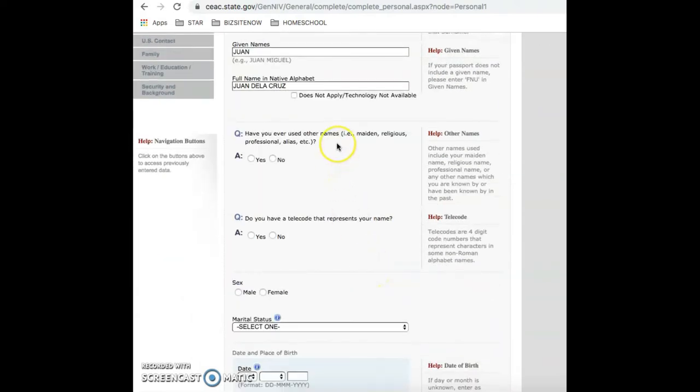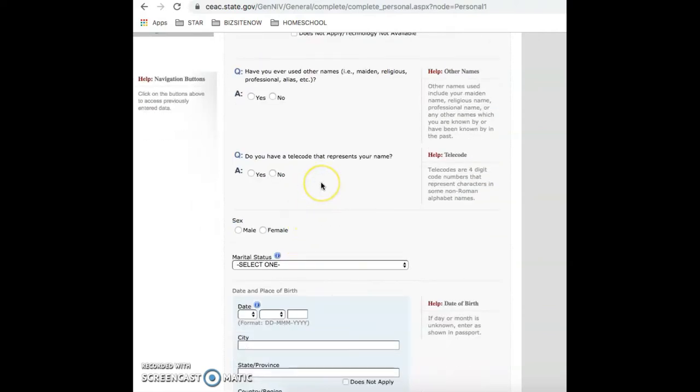Have you ever used other names? Ako ang nilagay ko, yes, kasi ako ay may maiden name dati. Kasi married na ako ngayon. So, nilagay ko yung maiden name ko before. Do you have a telecode that represents your name? I think this does not apply to us, Filipinos. So, I will click no.